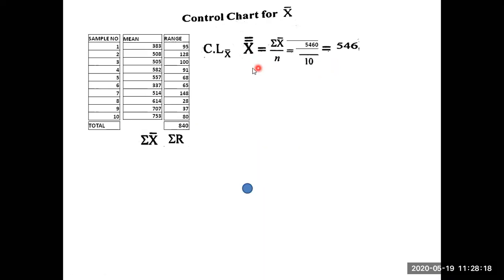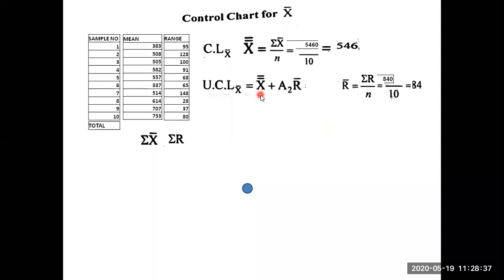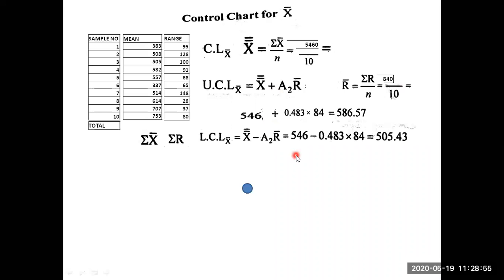So upper control line, in terms of range, the formula is X double bar plus A2 R bar. R bar, how will you get? We know sigma R. R bar is nothing but sigma R by n, number of samples. So 840 by 10, 84 you are going to get. So X double bar is this much, R bar is this much. A2 value you find in the table. Just substitute the values: R bar is 84, A2 value 0.483. So upper control line is 586.57. Similarly, you find the lower control limit.